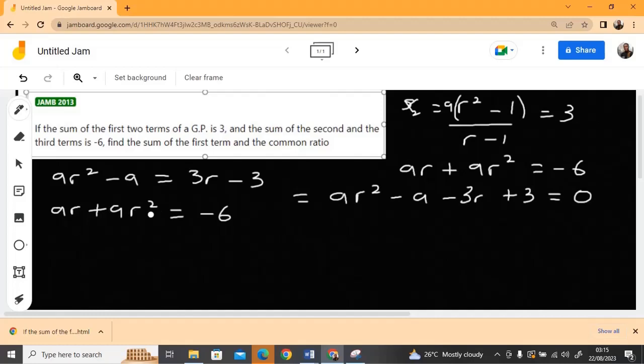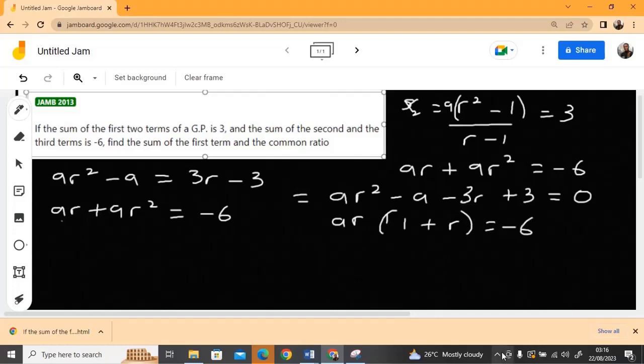Now in this one here, what is common? AR is common here. So I can write this as A, then AR is common, so you open a bracket. AR, this is 1, plus R equals minus 6.